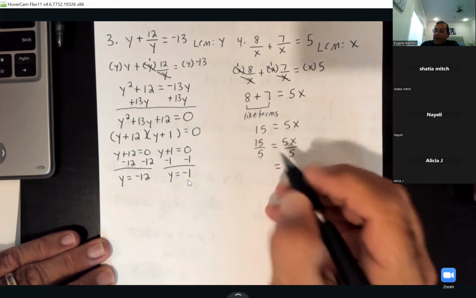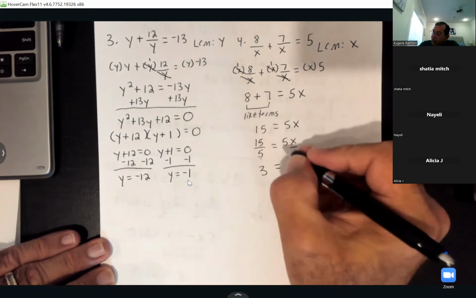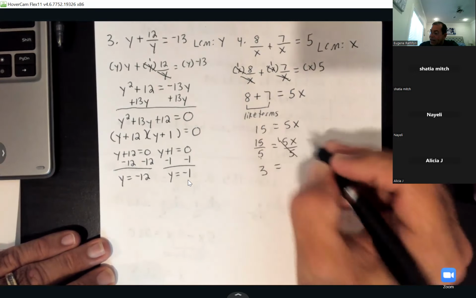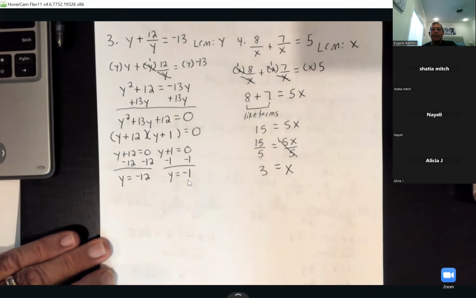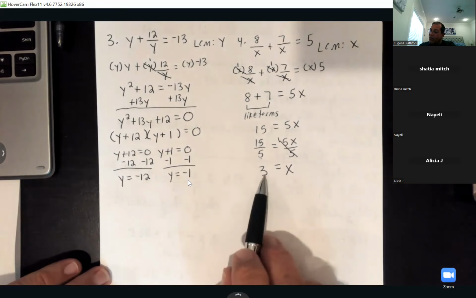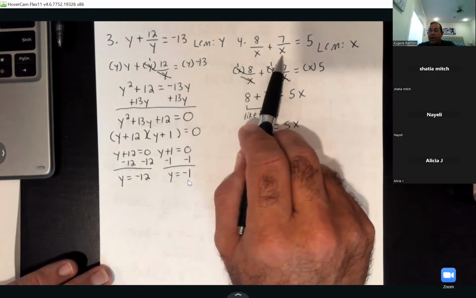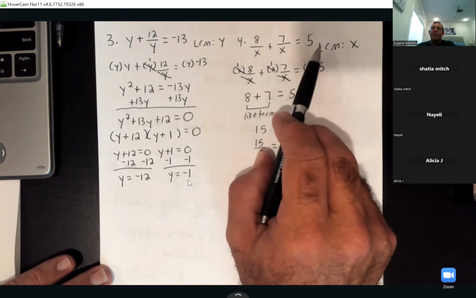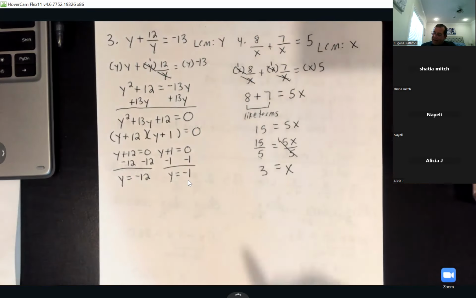So 15 divided by 5 will give me a 3. And over here, the 5's cancel, making that a 1x. So the final answer on that, 3. So if we put a 3 here and a 3 here and added all this up, we would get a 5 for that, okay?